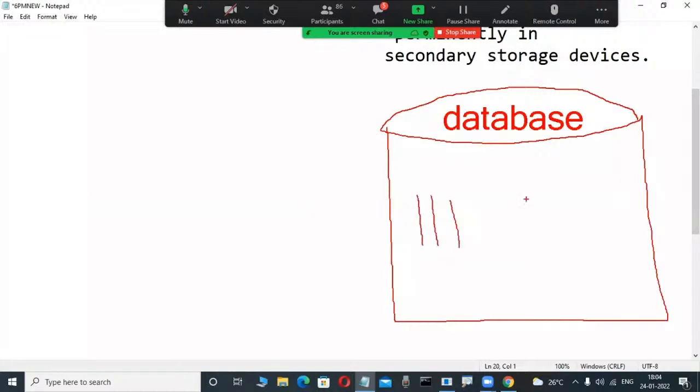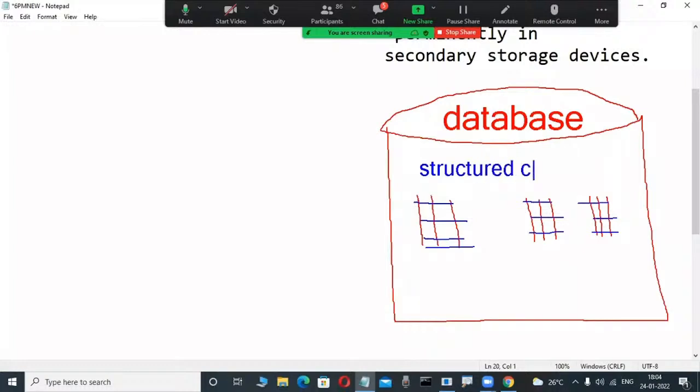Why? Because for these types of databases, a relational data model concept is there. Today I will tell you. Based on that only, they implement these products. These are called relational databases. Here, a structured collection of data is there. This is what I told in the previous class. Always these types of databases store a structured collection of data. Data is stored in an organized fashion only.